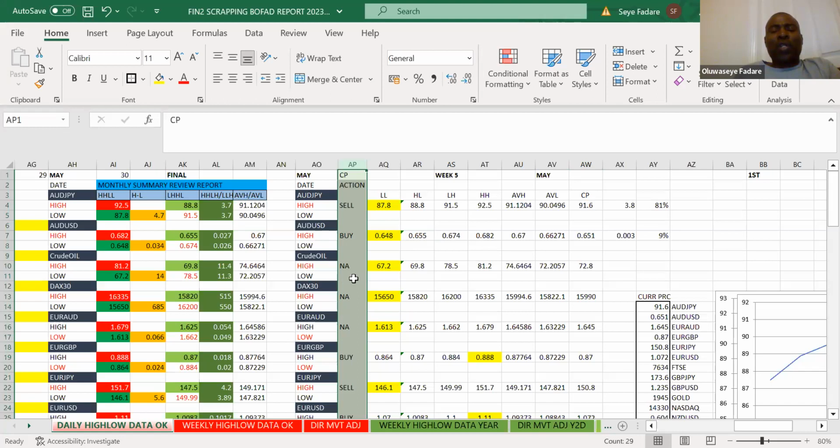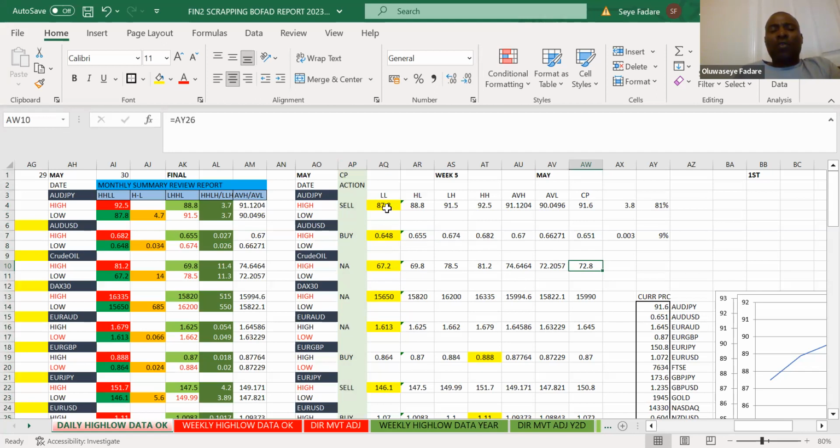So when you have a no action, then you just wait until the next move to give us an idea based on the current price. So it's the position of the current price that will tell us what action to take based on this data, whether to buy or to sell. Okay? And like I said, this is being updated on a weekly basis.